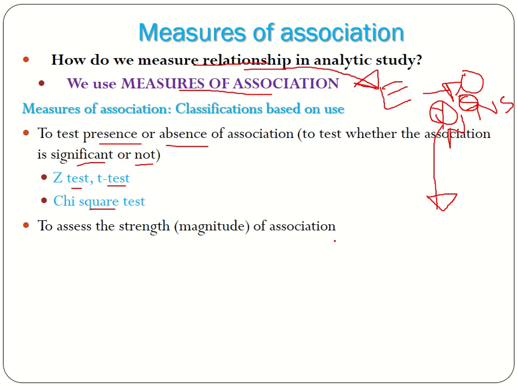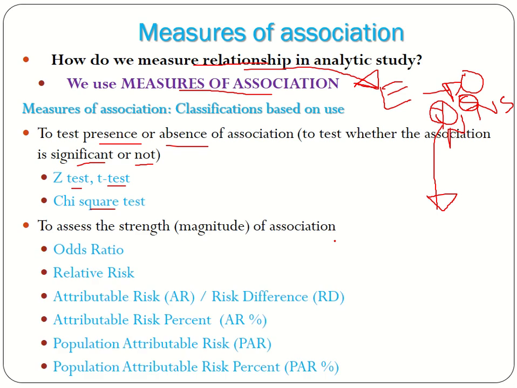We want to know the strength or the magnitude of association. To assess the strength or magnitude of association, we use measures of association. These are odds ratio, relative risk, attributable risk or risk difference, attributable risk percent, population attributable risk, and population attributable risk percent.